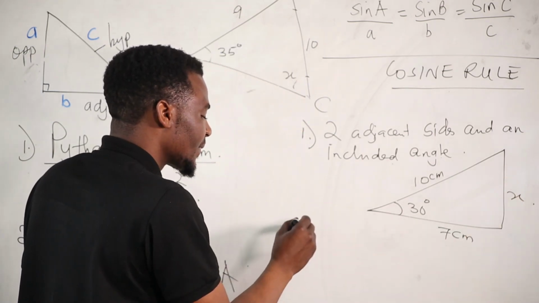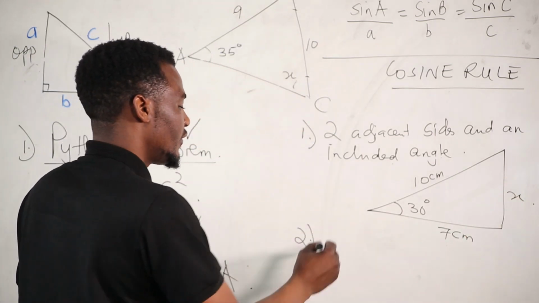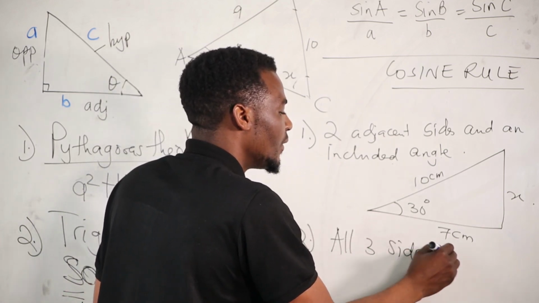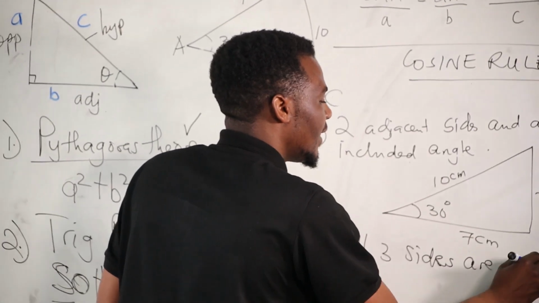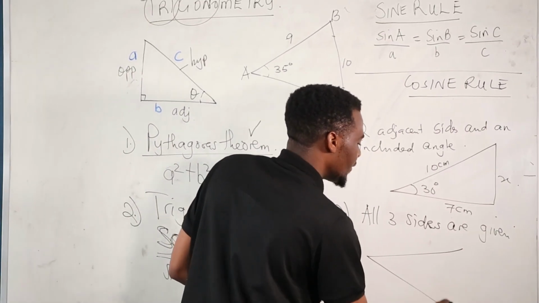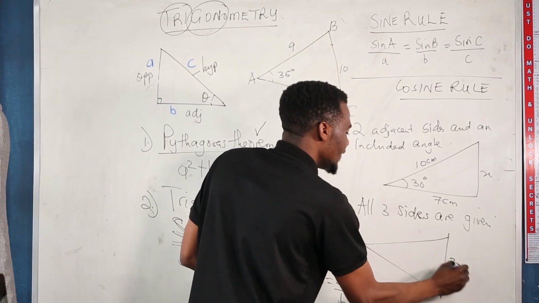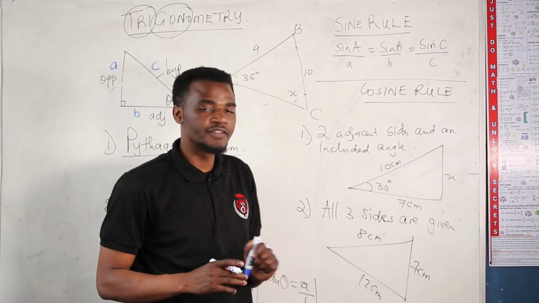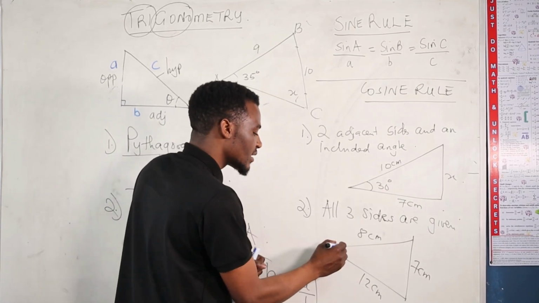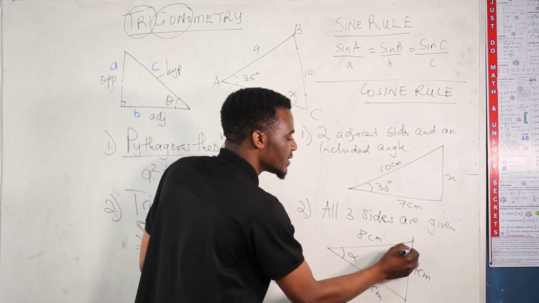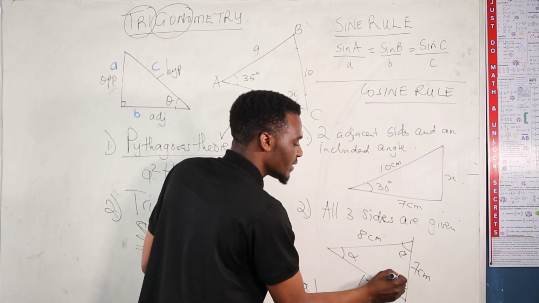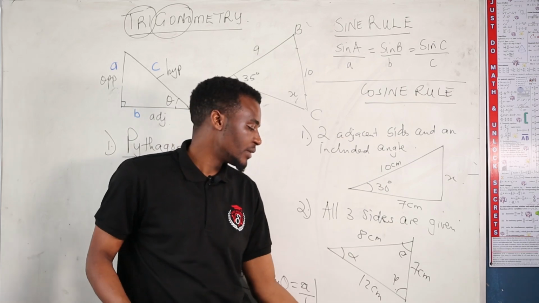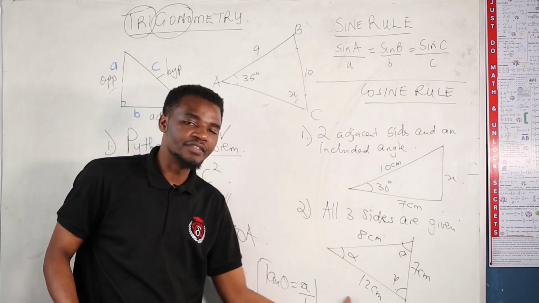And secondly, you can also use the cosine rule if all three sides are given. So let's take, for example, you have a triangle. Maybe this side is 7 centimeters and this side is 8 centimeters, and maybe the other side is 12 centimeters. You can find all these angles. Let's say maybe this angle is alpha and this angle is beta and this angle is gamma. In this case, you can use the cosine rule to find any of these missing angles.